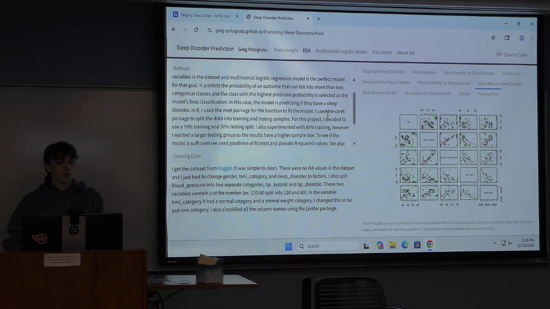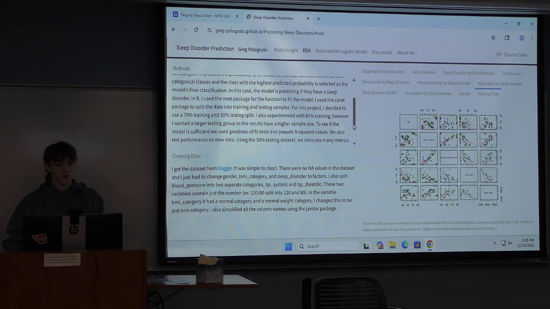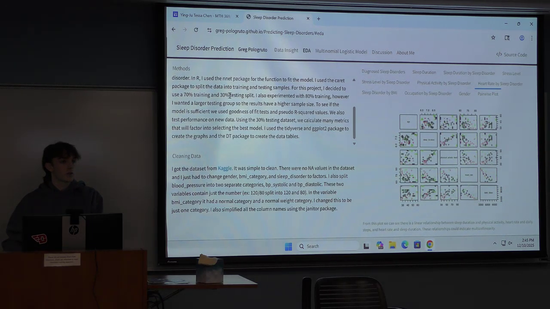For using R, I use the nnet package for the multinomial function. I decided to use a 70% training and testing split. I also experimented with the 80% training. However, I wanted a larger testing group to just have more predictions.